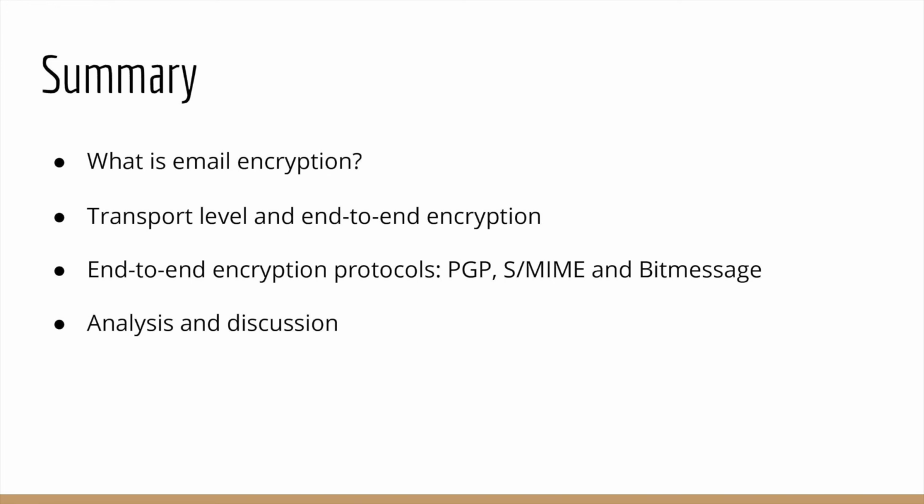In summary, we have talked about email encryption and the two main types, transport level and end-to-end encryption. We also elaborated on the three different end-to-end protocols, followed by analysis of the three and put forward possible steps to widespread adoption of end-to-end encryption.